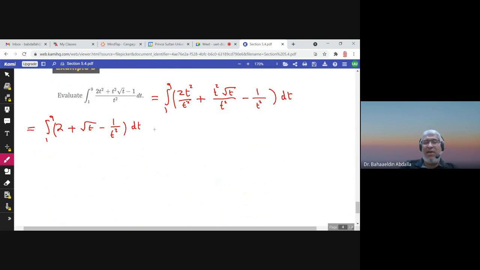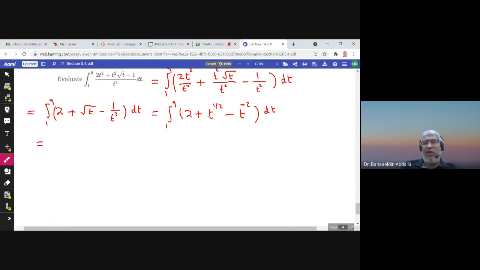So in fact, I can write this as the integral from 1 to 9 of 2 plus square root of t. I can write it as t to the power half, then I'll be able to use the power formula, x to the power n formula, minus, if you take t square up, you can write it as t to the power -2. And once you write it as t to the power -2, you can use the formula of x to the power n. So what is the indefinite integral of these three terms?